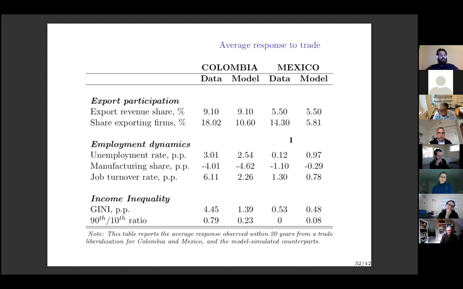And at the same time, it's able to capture differences in job turnover rate to some extent. In particular, it generates more than 30% of the job turnover rate observed in Colombia on average, and more than 50% of the one in Mexico.